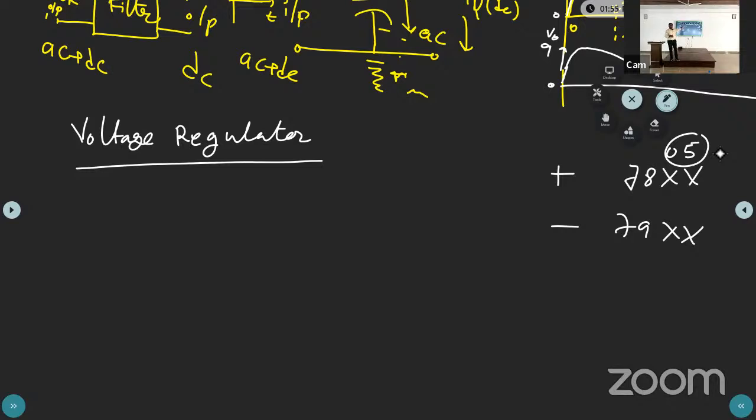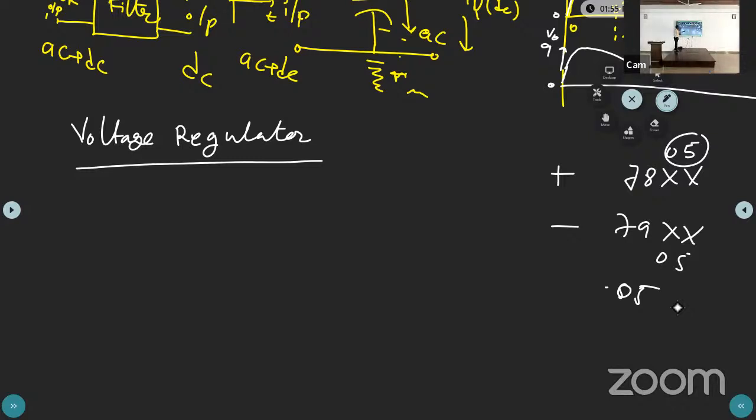The 78 series is the positive and 79 is the negative voltage regulators. And for a negative 5 volts, you can connect 7905, that will give the negative supply. That gives minus 5 volts.